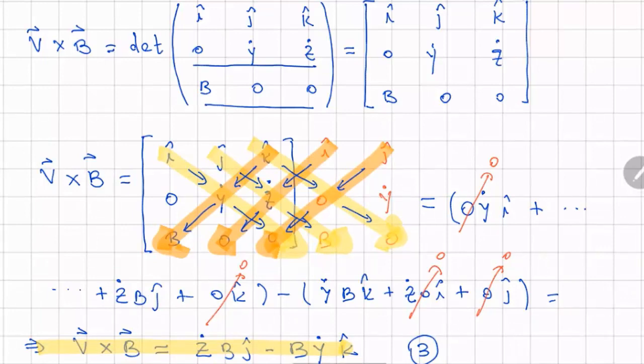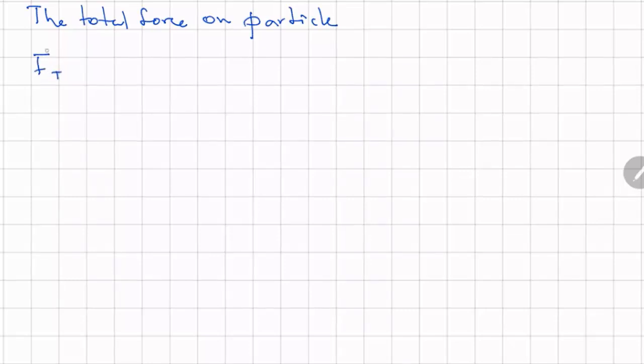Okay guys, remember that the total force acting on the particle is, let's write this real quick, the total force on the particle, Ft, equal to the addition of the electrical force plus the magnetic force.